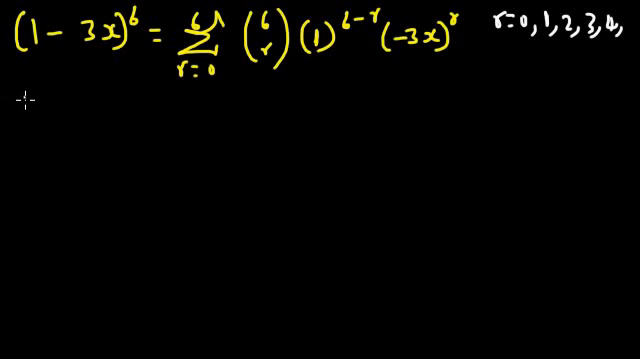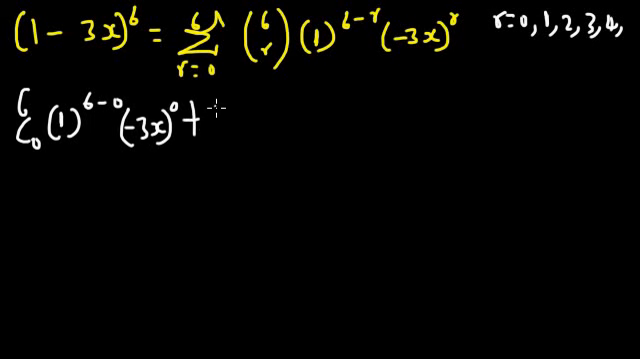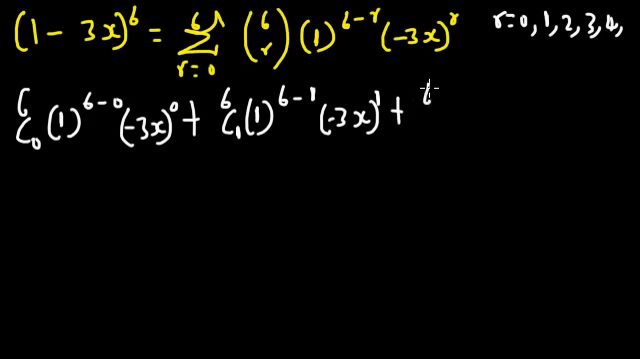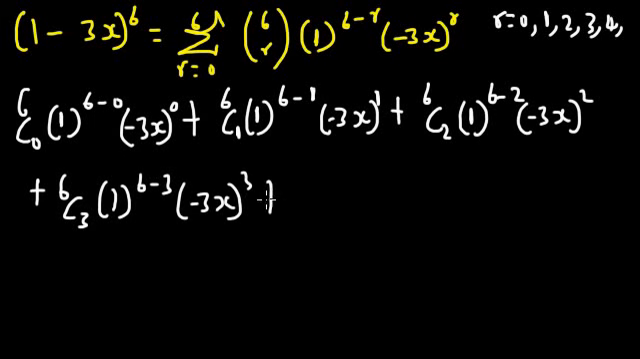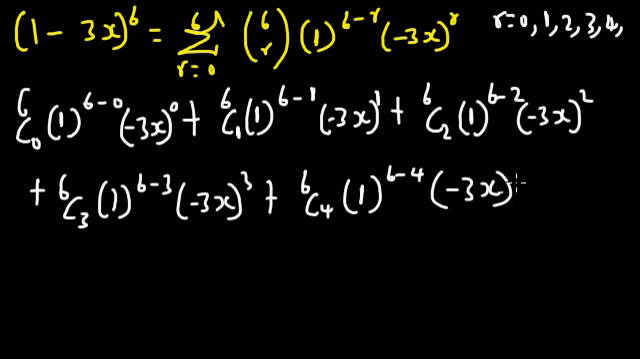Now let's begin. When r is 0, we have 6 combination 0, multiplied by 1 raised to the power of 6 minus 0, multiplied by negative 3x to the power of 0. Plus, when r is 1, 6 combination 1, multiplied by 1 raised to the power of 6 minus 1, multiplied by negative 3x to the power of 1. When r is 2, we have 6 combination 2, multiplied by 1 raised to the power of 6 minus 2, multiplied by negative 3x to the power of 2. When r is 3, we have 6 combination 3, multiplied by 1 raised to the power of 6 minus 3, multiplied by negative 3x to the power of 3. And finally, when r is 4, we have 6 combination 4, multiplied by 1 raised to the power of 6 minus 4, and finally multiplied by negative 3x to the power of 4.